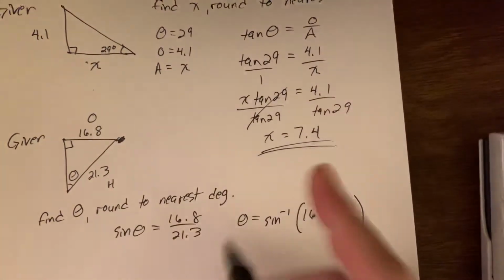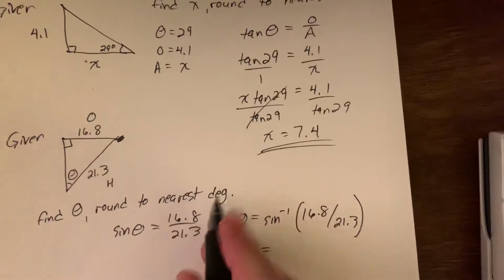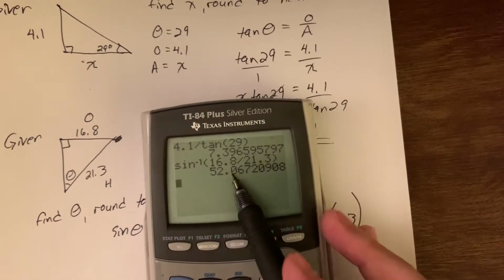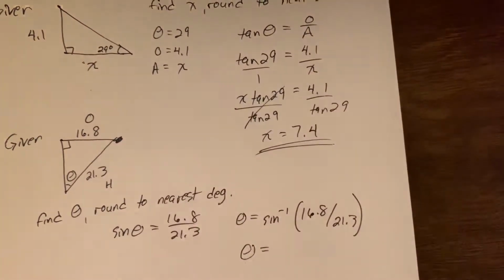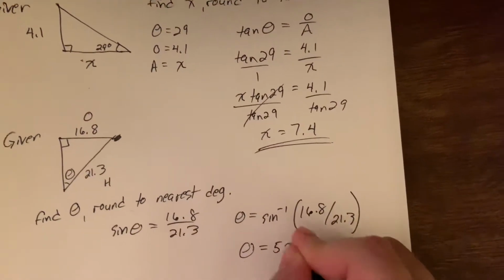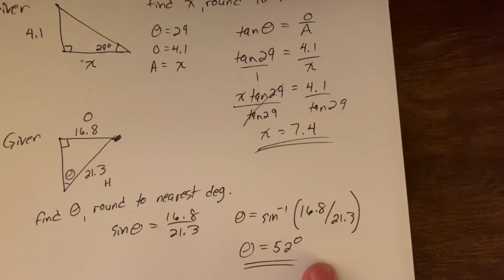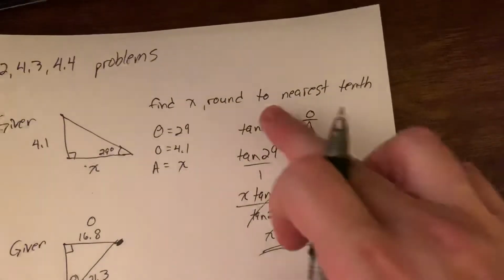52.0, so that would be to the nearest degree. I'm not doing to the 10th. To the nearest 10th of a degree, I get 52.1, but to the nearest degree, that would just be 52 degrees. So both of these are nice.